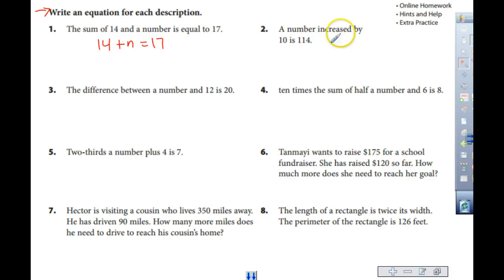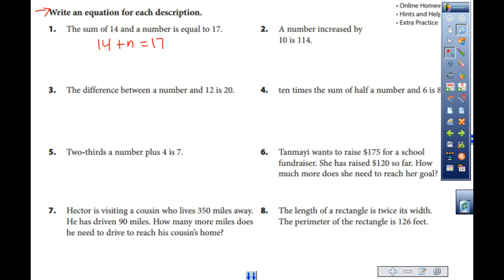Okay. On number 2, they said instead of sum, they say increase by. Okay, same thing. And on number 3, they say difference. So that's subtract. How do we write number 5? Sure. 2/3 times n. That's what we said in the beginning of the lesson. Write it down. Okay. Just follow the notes.